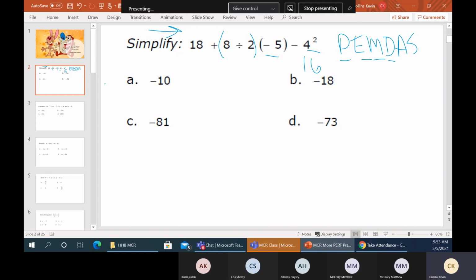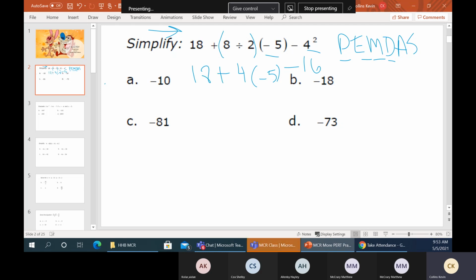what you need to do, like I said, you're going to do multiplication and division left to right. Whichever one you hit first, you do first. So in this case, we are going to divide first. So they're being kind of tricky with this one, right? So we get 8 divided by 2, that's going to be 4. And then times minus 5. And then we have minus 16 there, and then we get the 18 up front.